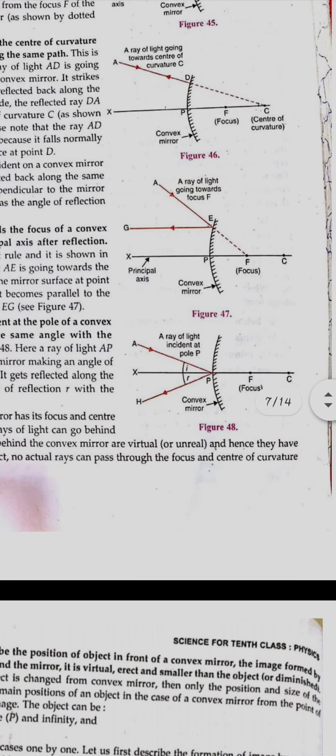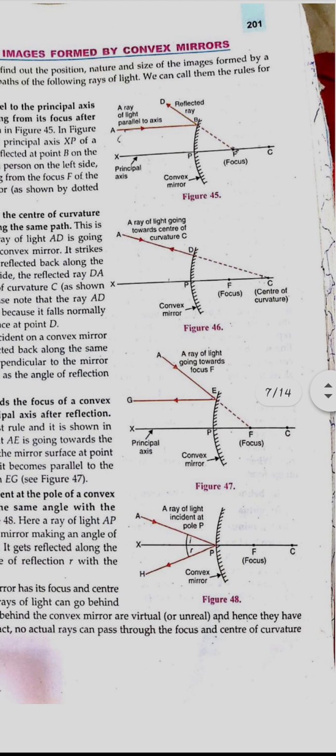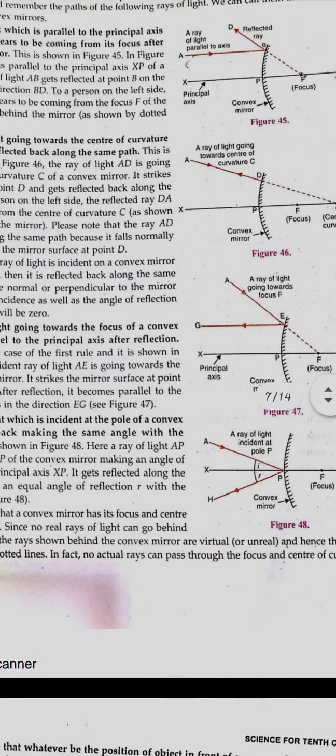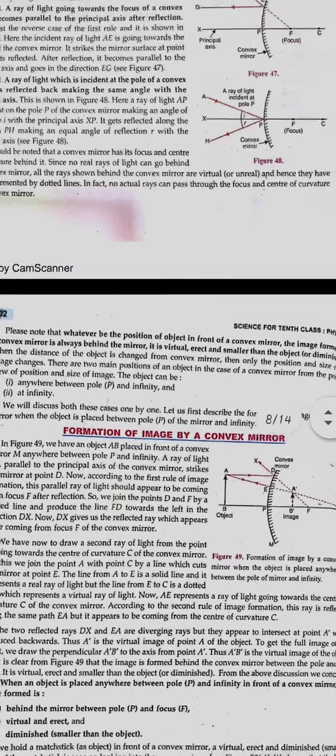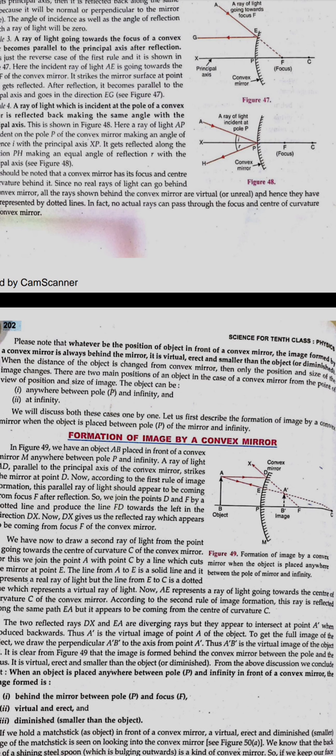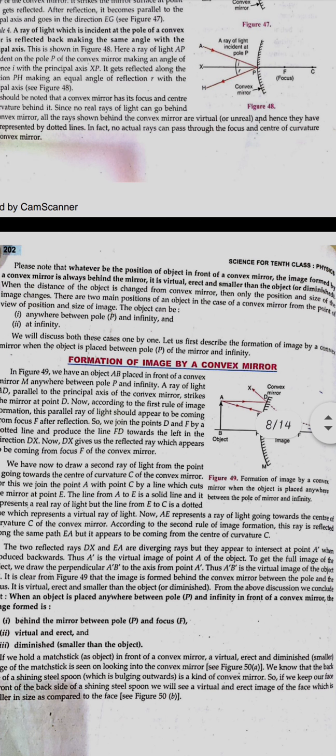Similarly, if the light ray is incident at the pole of the convex mirror, it is reflected back with the same angle of reflection as the angle of incidence, at the same angle with respect to the principal axis. So these were the 4 laws of the convex mirror, and it was similar for the concave mirror also. The only difference is in the formation of the images. In the concave mirror we have seen that the image is real and inverted, while in the convex mirror we get a virtual and erect image.